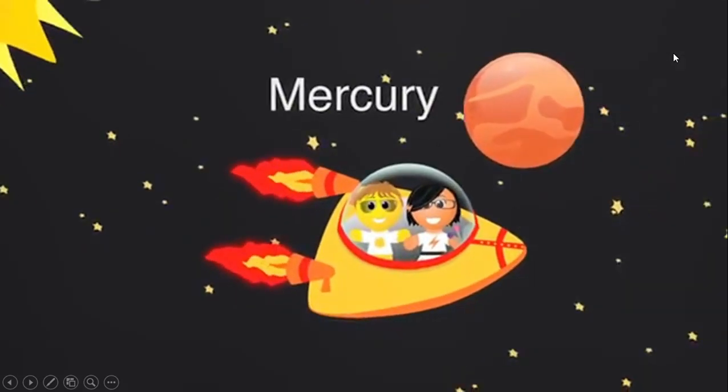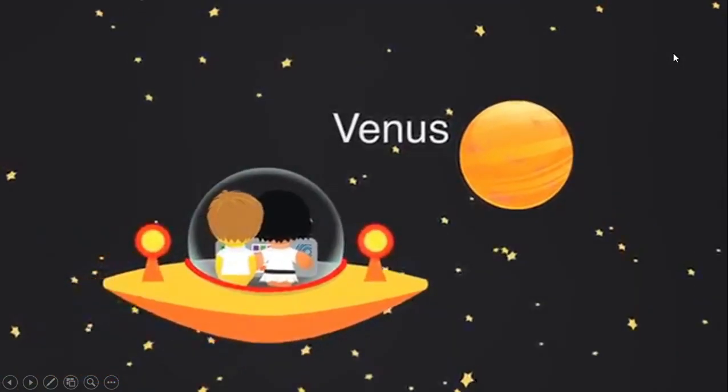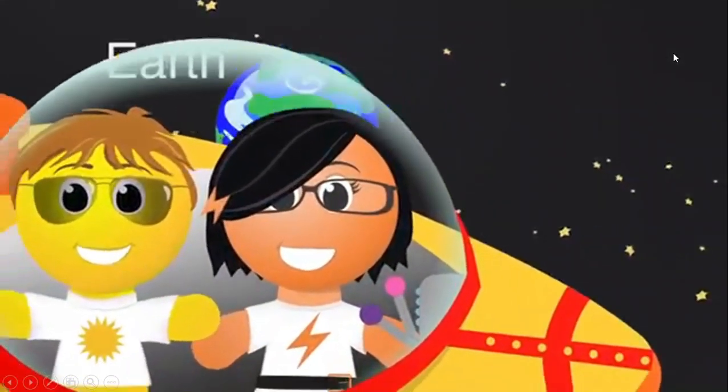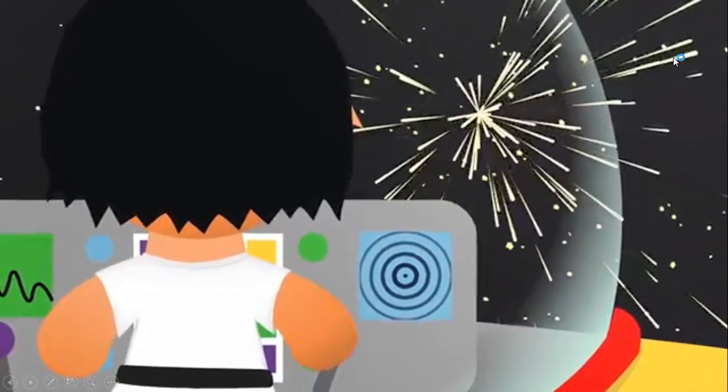Mercury is the closest planet to the sun. Venus comes next, it's the hottest one. Earth comes third, the only life that we know. Mars has the largest canyon and volcano.